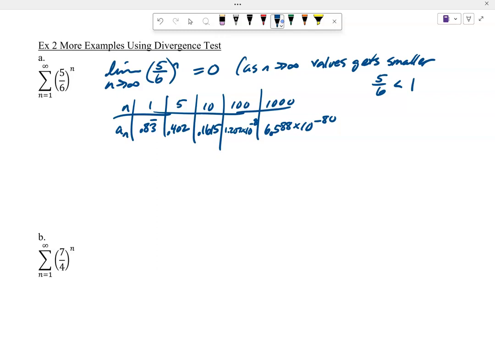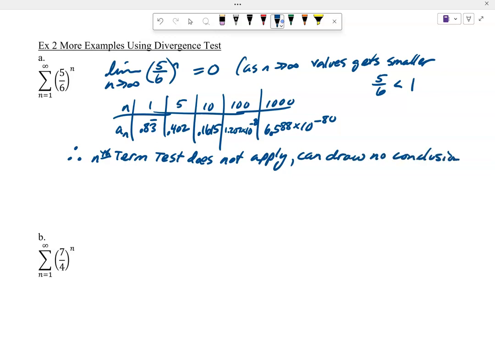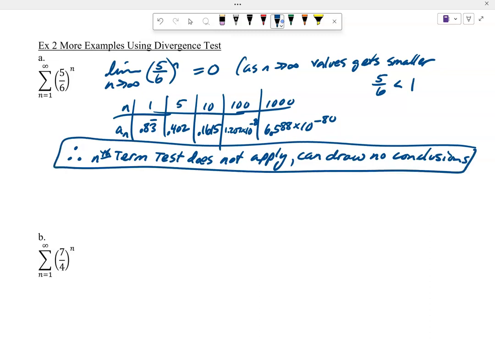So if we'd have thought about this from the last test, I know we're supposed to be using the divergence test. So let's conclude with that divergence test before we talk about what type of series this is. Well, since the limit equals 0, the nth term test does not apply. Note, however, this is a geometric series.